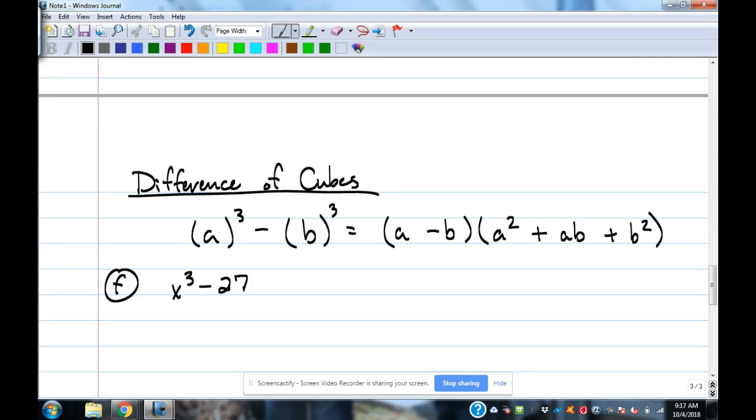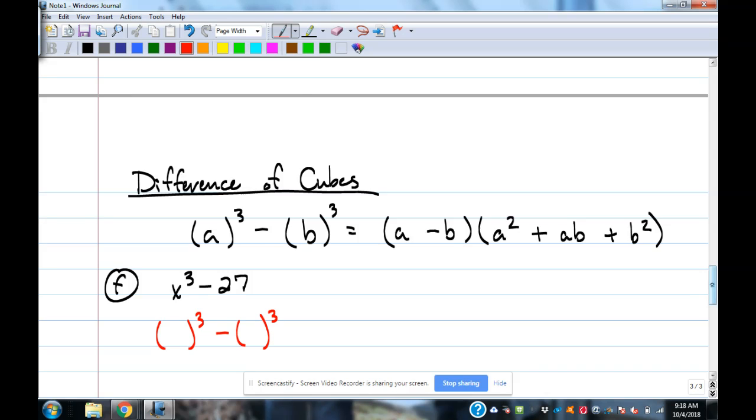X cubed minus 27. Okay. Descending order, check. Is it got a greatest common factor? Oh, there's not enough stuff there to even think about that. Okay. Then we look at terms. It's got 2. So it could only be a difference of squares, a sum of cubes, or a difference of cubes. It's got a minus sign in it and something cubed on the variable. That tells me it's got to be a difference of cubes, if it's anything. Okay? So I'm going to try to rewrite it as a difference of cubes.